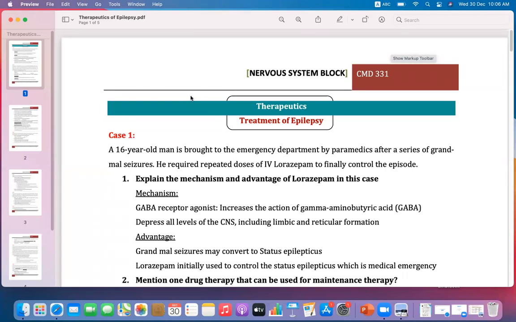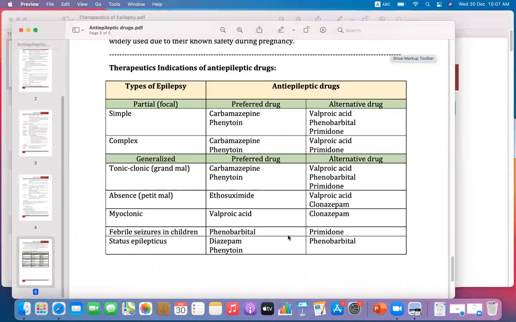the different drugs which are used in the management of the different types of epilepsy. I will show you the brief chart again, the types of epilepsy and the anti-epileptic drugs which are preferred and the alternative one. For simple partial epilepsy, the preferred drugs are carbamazepine and phenytoin. Complex partial epilepsy, the preferred drugs are carbamazepine and phenytoin.